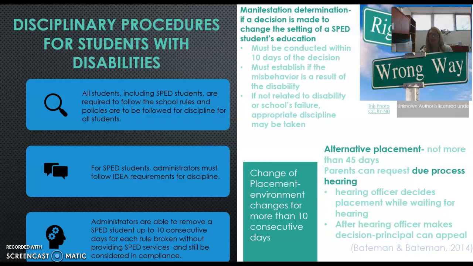The hearing officer will decide placement while waiting for the hearing, and after the hearing officer makes the decision, the principal can appeal. Change of placement means that the environment changes for more than 10 consecutive days. Bateman and Bateman, 2014.